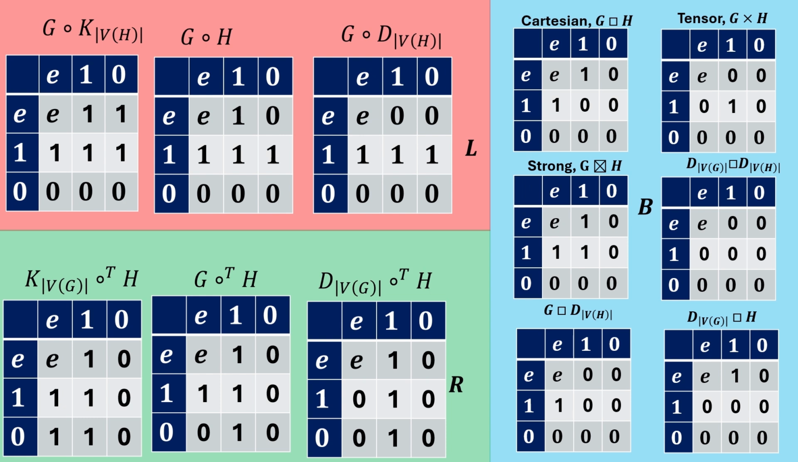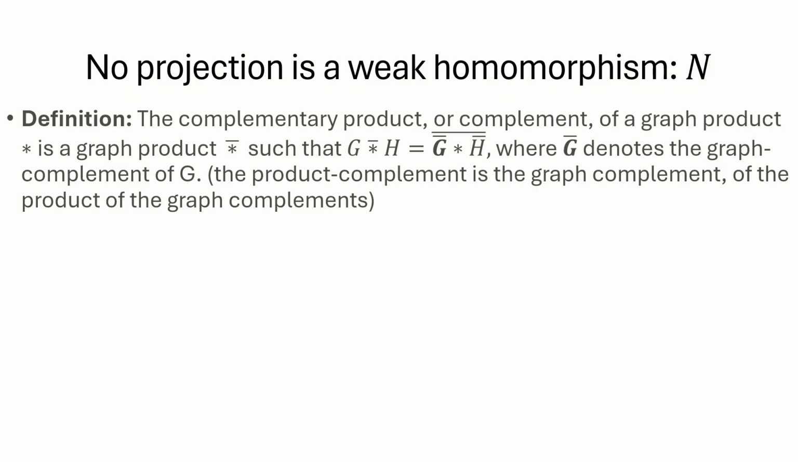Next, let's try to find the associative products where both projections are not weak homomorphisms. We'll denote this set by the capital letter N. We'll first need to understand what a complementary product is. Given a graph product star, G complement of star H is the graph complement of the product of the graph complement of G and the graph complement of H. Basically, the complement of a graph product is the binary graph operation defined by the graph complement of the product of the graph complements.